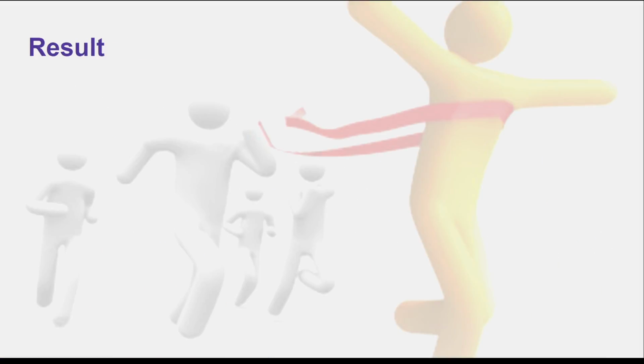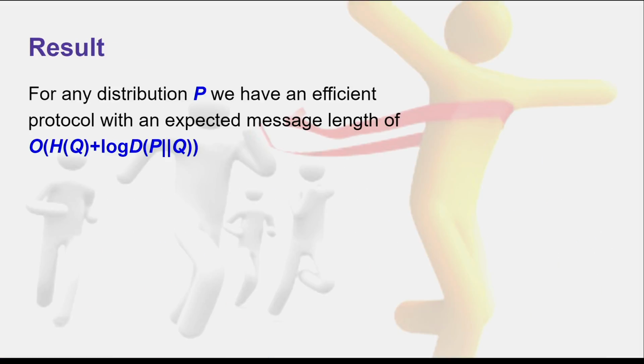And in our work, we're showing that for any distribution P, you should think about P as the universal baby language, or you can view it as some estimate of Q, the unknown distribution. We have an efficient protocol with an expected message length of order of the entropy of Q plus log of the KL divergence between P and Q.